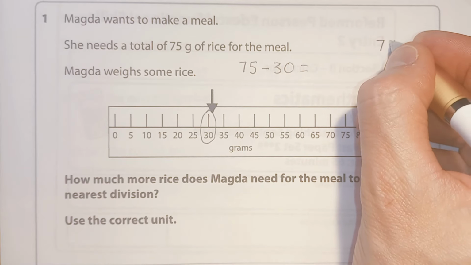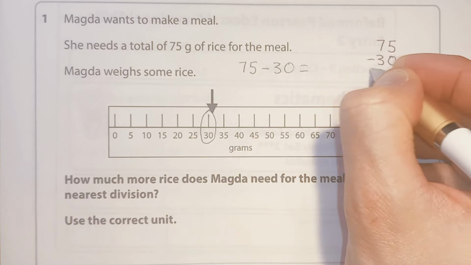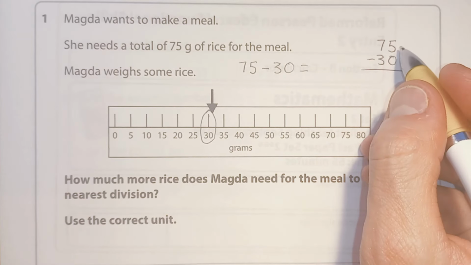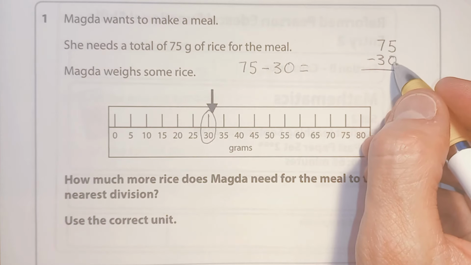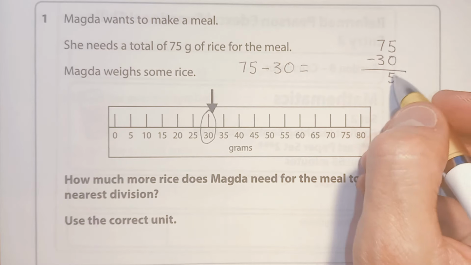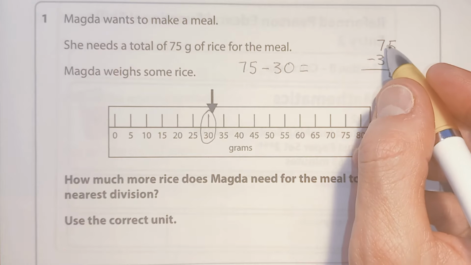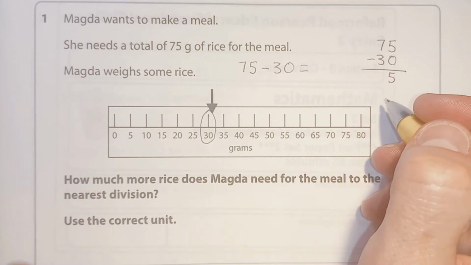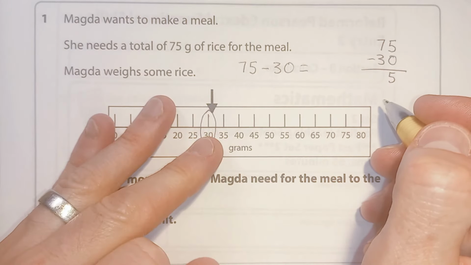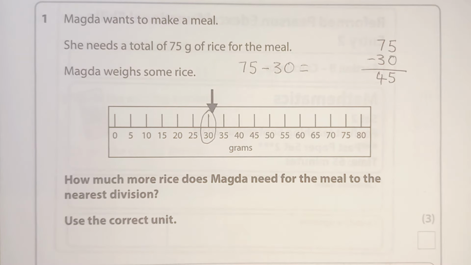Well, we can certainly do it using a column method. And this is quite a nice one because we can say 5 take away 0, or 5 take away nothing. Well, we're still left with 5. We haven't taken anything away. 7 take away 3. Well, let's count back from 7. 6, 5, 4. So we're left with 45.